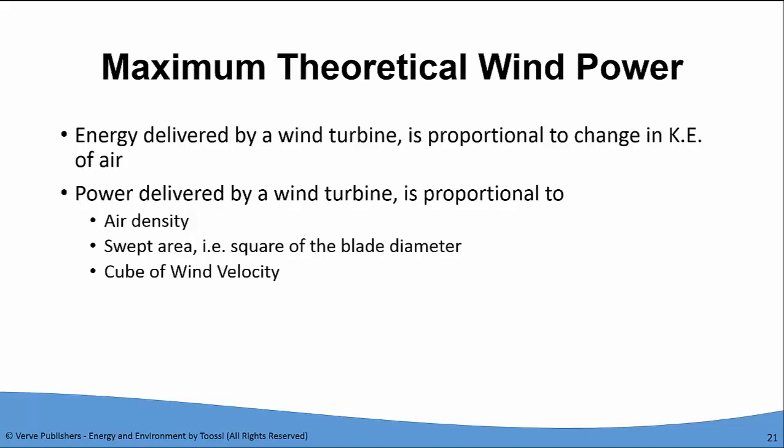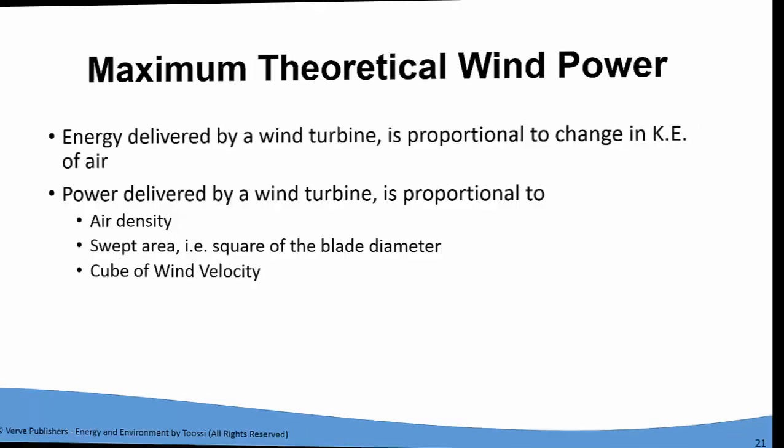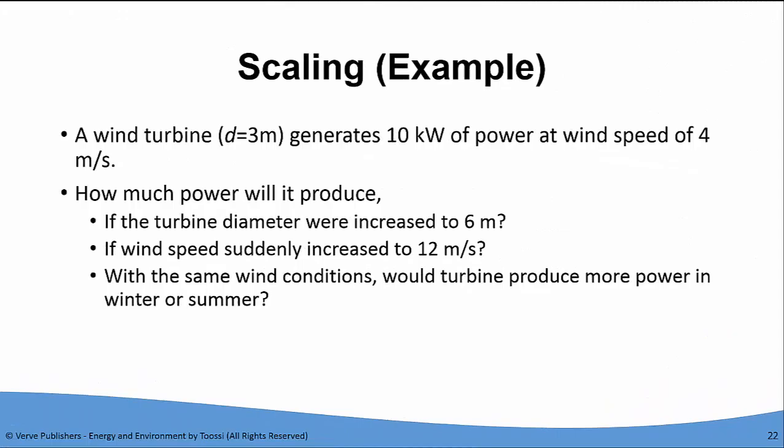Of course, we don't have much control over the air density, but from this analysis, we can say the same wind turbine produces maybe 10 to 15% more power in the winter than it does in the summer, because the air is heavier in the winter. So this is one example of the effect of different parameters.